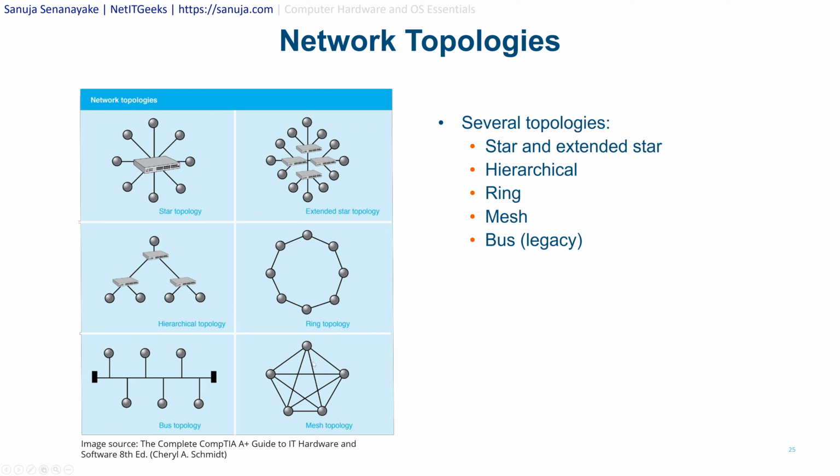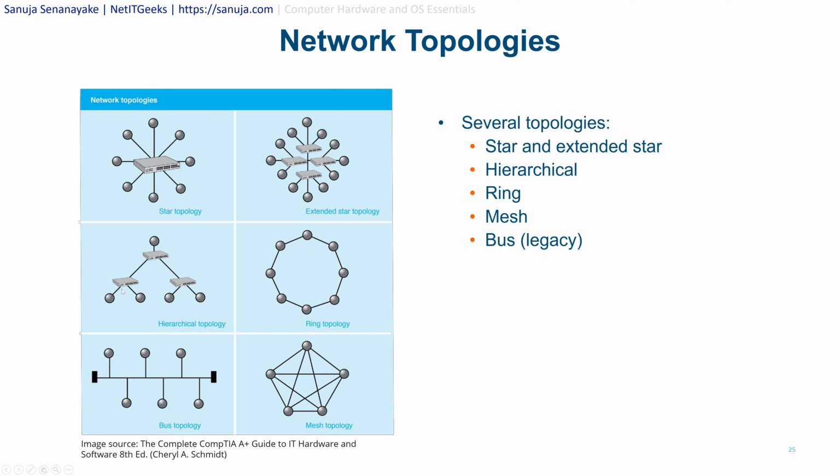So if this connection fails, this one still has a connection to this one through the other nodes. That's what makes it a mesh. It's like a metal mesh, one of those things that you put on your fences, for example. It's connected, interconnected. And then we have the bus connections, which are legacy and no longer in use. We still use star, ring, and hierarchical topologies.